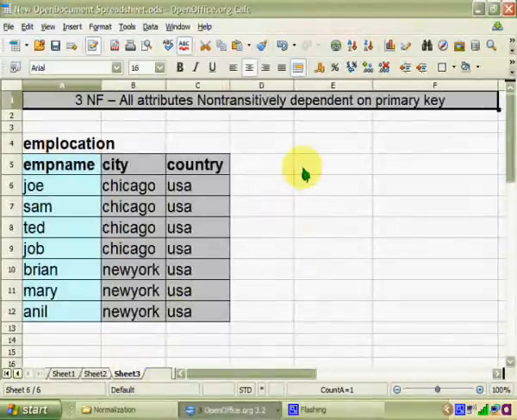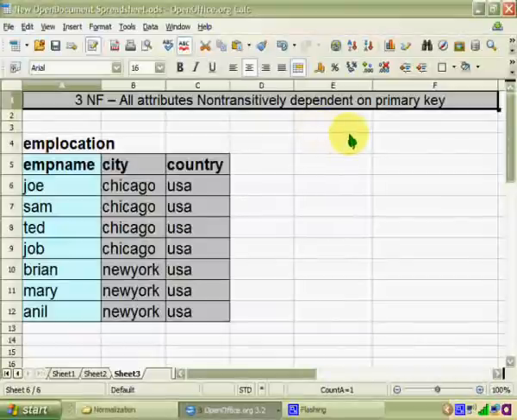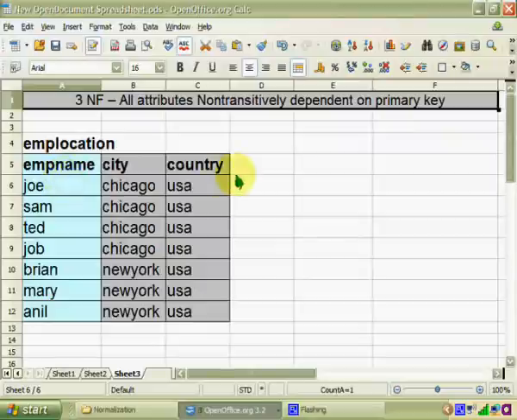The third normal form states that all attributes should be non-transitively dependent on the primary key. So it says all the non-key attributes should be non-transitively dependent on the primary key. Here we have an example table. Emp name is the primary key. So city should be non-transitively dependent on the emp name. Country should be non-transitively dependent on the emp name. Non-transitive means direct. But here we can see that country is not directly dependent on emp name.